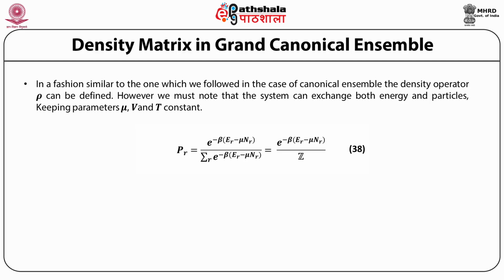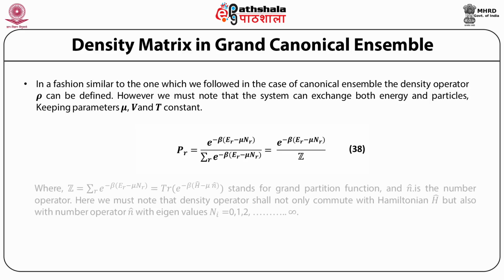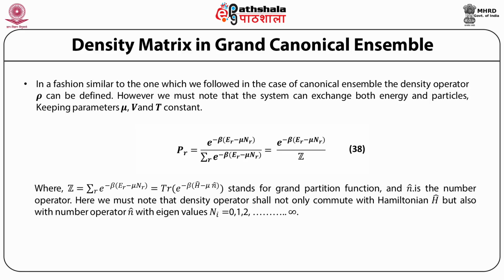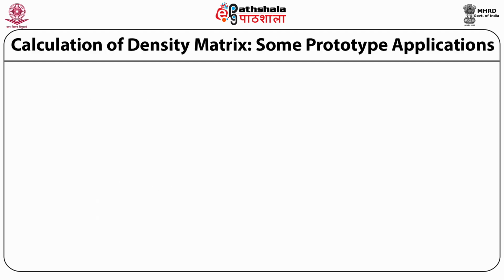which is equal to Tr e^(−β(H − μN)), and this stands for the grand partition function. Here N is the number operator. We must also note that the density operator shall not only commute with the Hamiltonian operator H, but also with the number operator N, with eigenvalues n_i = 0, 1, 2 and so on up to infinity.